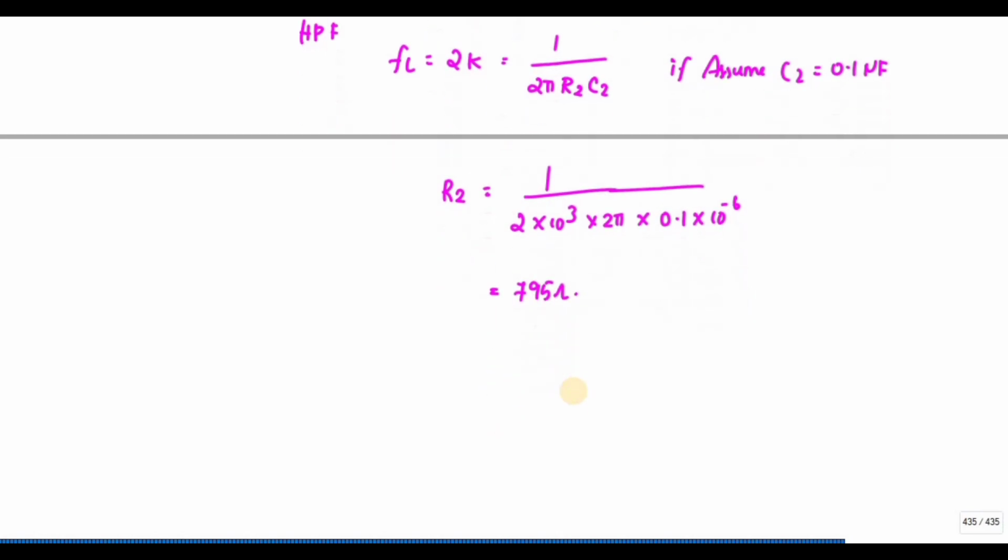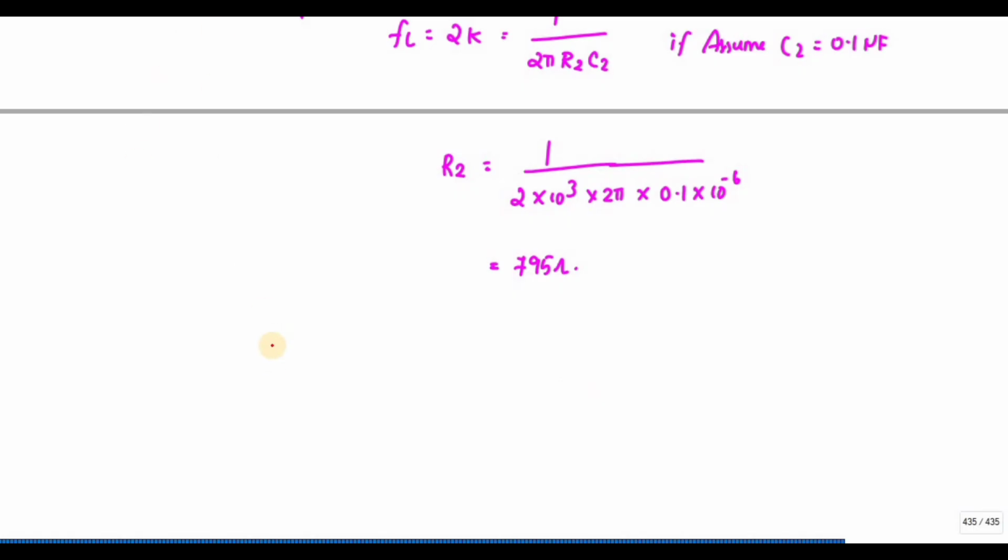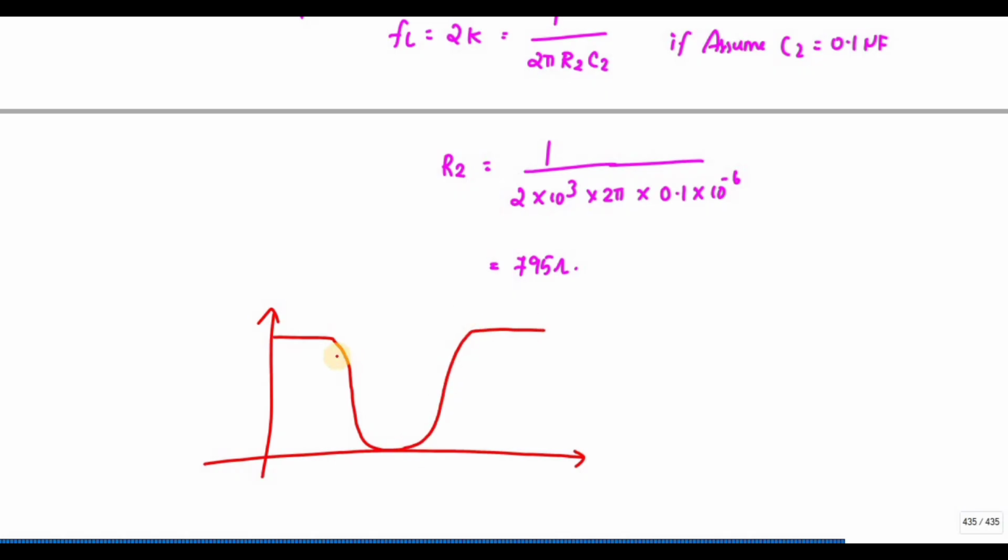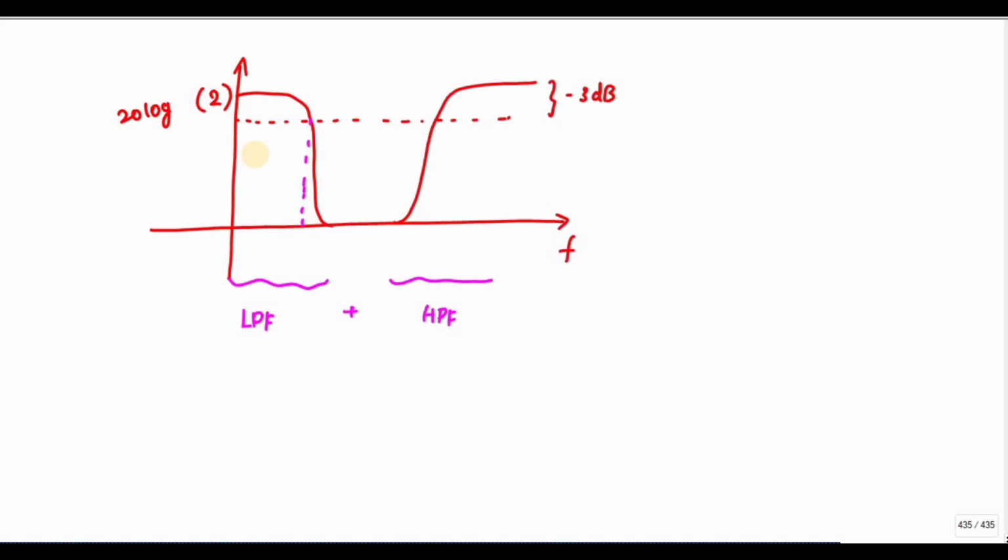So how does the gain look? This is how the wide band reject filter will look. They have given the gain value as 2. If I want to get the value in dB, you substitute 20 log of 2, and the cutoff is the minus 3 dB value.